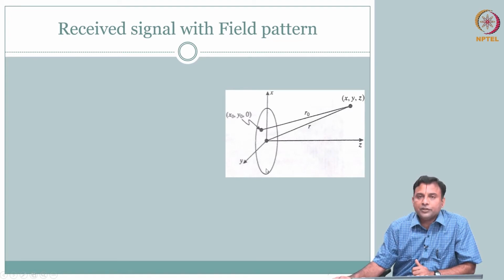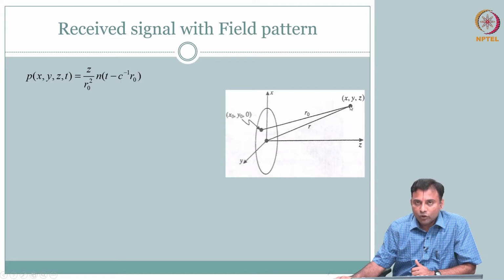So, pretend this is your transducer face, you have your x naught, y naught, 0, this is your origin. This is your point in the field, at some x, y, z, and there are some respective distances. So, what we will do is recognize the pressure at x, y, z. What is that? That is this location. What is the pressure experienced at this location as a function of time?